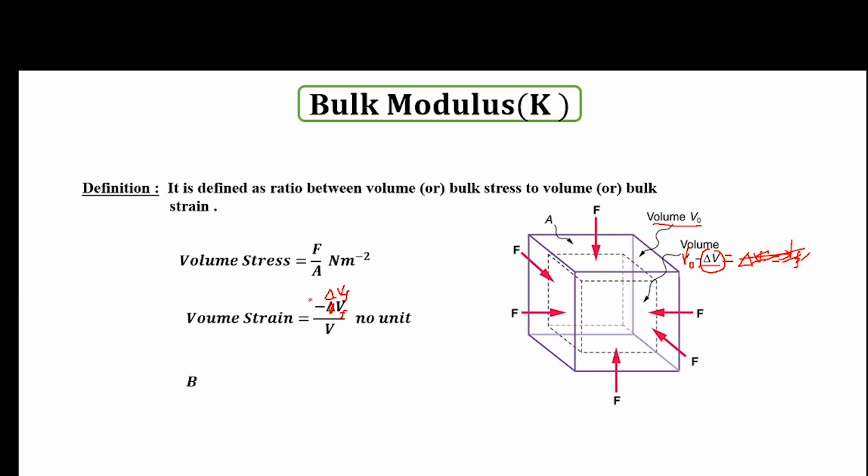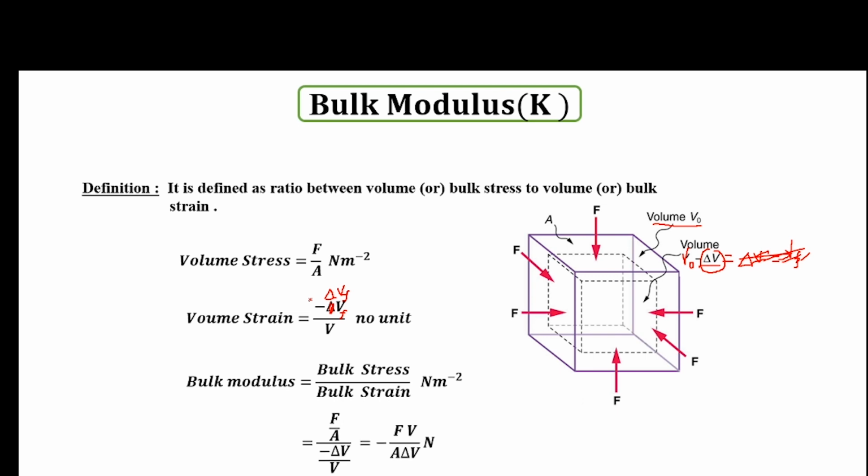Now we can define the bulk modulus. The bulk modulus is equal to bulk stress over bulk strain. Unit is Newton per meter square. So force per unit area divided by minus delta V by V. If you rearrange that term, you will get force times the volume divided by area times the delta V, with the negative sign. So the bulk modulus, we can define as K equals minus F V divided by A delta V, Newton per meter square. So this is the bulk modulus.